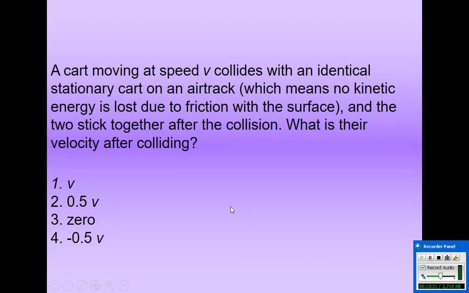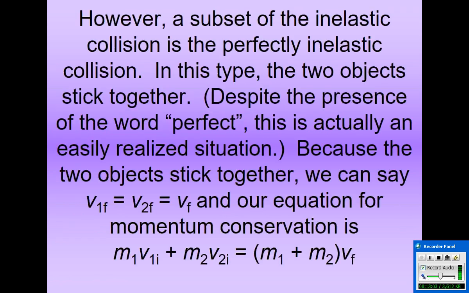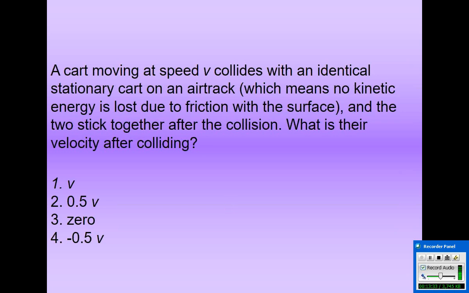Another conceptual question. A cart is moving at a speed V. It collides with an identical stationary cart on an air track, so we don't need to worry about friction. The two stick together after the collision. What is their velocity after they collide? So the first has a speed V. The second one, otherwise identical, has a speed of 0. After the collision, what is their speed? Is it V? Is it half V? Is it 0? Or is it negative 1/2 V? Again, don't hesitate to ask a question in class.